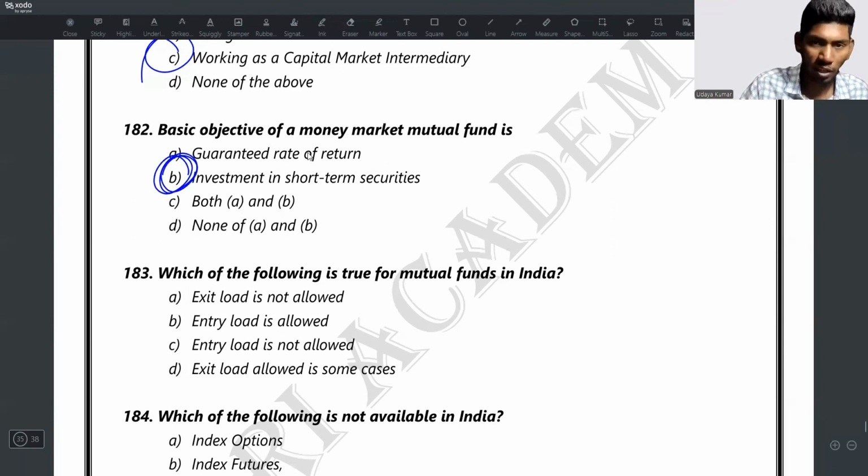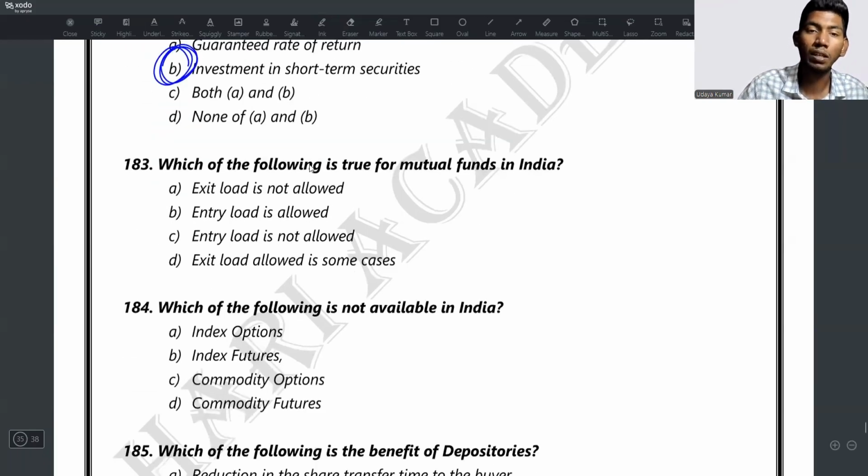So investment in short-term securities, because money market mutual funds invest in short-term high-quality debt securities such as treasury bills, commercial papers, and certificates of deposits. So these funds aim to provide what? Liquidity, right? So 183, which of the following is true for mutual funds in India? As I told you, entry load is nothing but a charge on buying units, whereas exit load is the charge on selling units. Under certain cases exit load is allowed, right? So entry load is not allowed, exit load allowed in some cases is the right option.